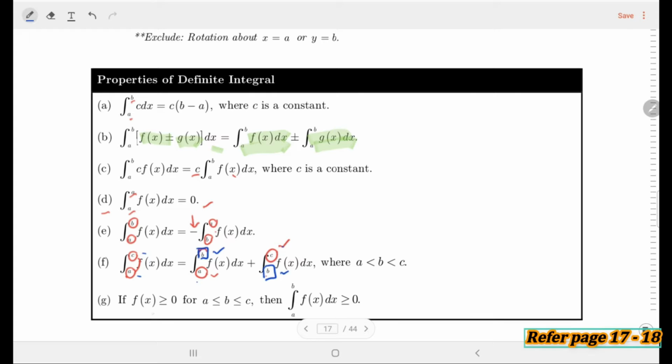And then the last one, G. If the function f(x) is greater than or equal to 0, where b is greater than a and c is greater than b, then the integral from a to b of that function must also be greater than or equal to 0.